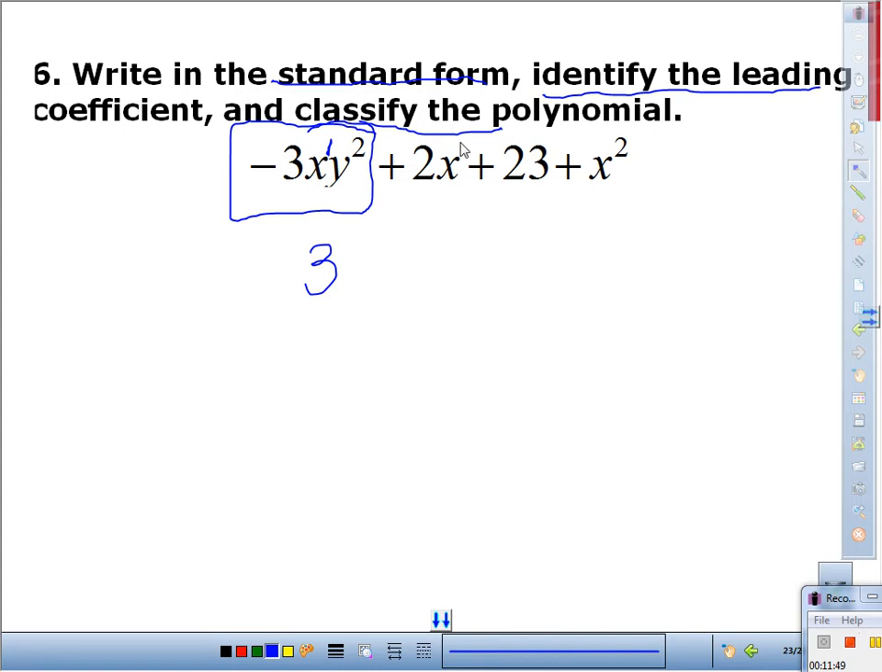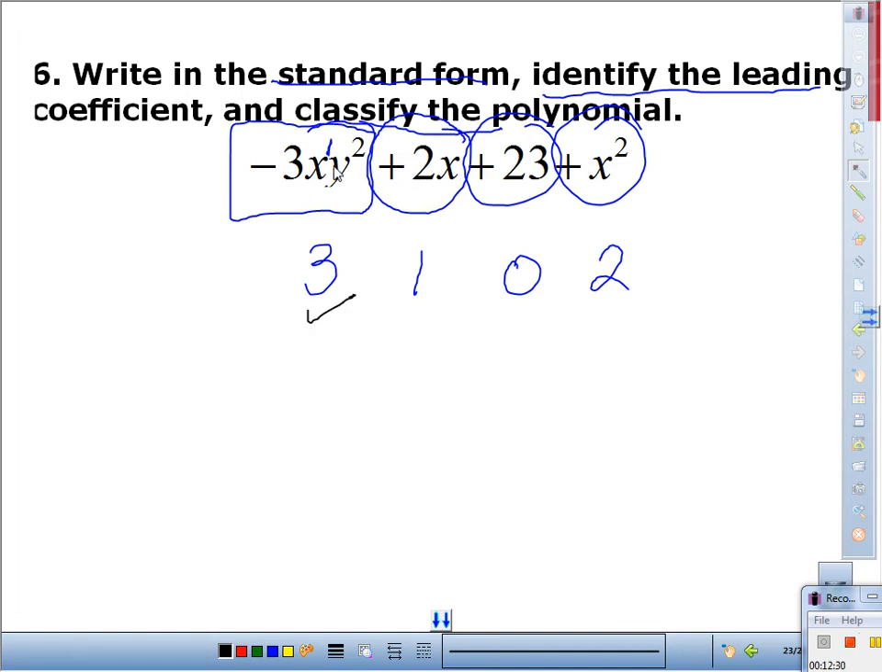Alright, let me go to the next one. What is the degree for this one? 1. Degree for this one? 0. And degree for this one? 2. Okay, now that I have the degree, I'm going to rewrite the expression according to degree.